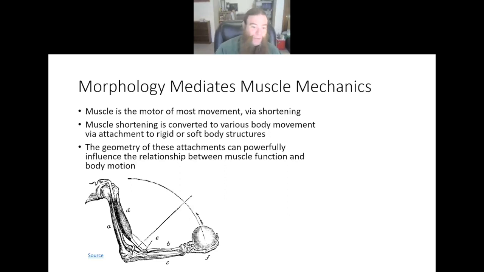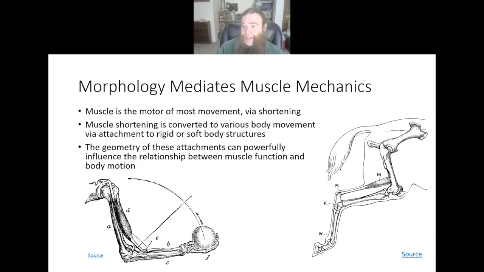The simplest example is a monoarticular muscle, or largely so. Biceps isn't totally monoarticular, but we'll fudge it. It's a good example where the distance of the muscle attachment from the joint determines how much torque it's going to generate and how rapidly it's going to shorten. The attachment further away, it's going to generate more torque but move more slowly. Closer to the joint, less torque, more quickly.